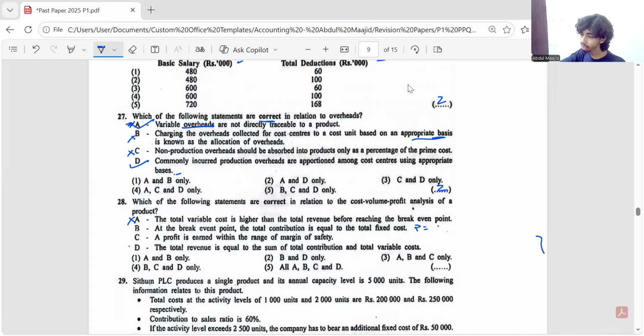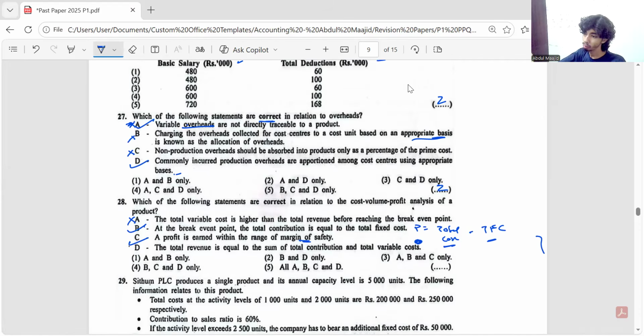B, at the break-even point, the total contribution is equal to total fixed cost. Profit equals total contribution minus total fixed cost. If at break-even point the profit is zero, that means your total contribution is equal to total fixed cost. That is correct. C, a profit is earned within the range of margin of safety. Margin of safety is the units that you sell beyond your break-even point. So whatever you sell beyond your break-even point, you will get a profit. Whatever you sell below the break-even point, you will get a loss.